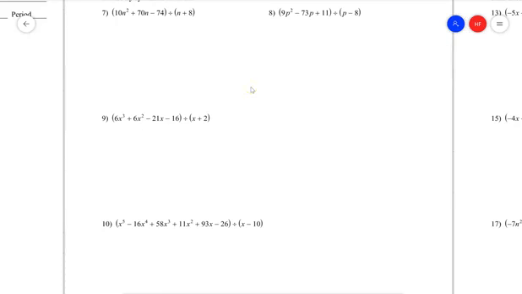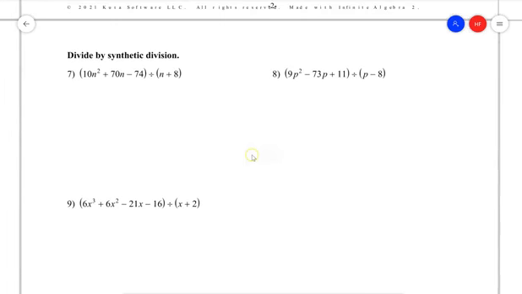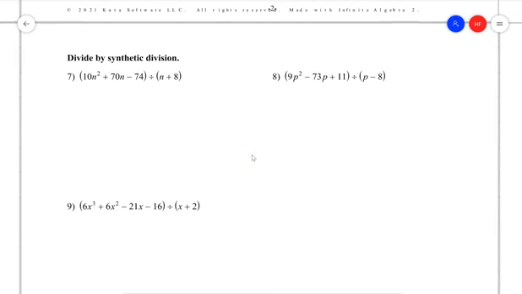The next section is dividing using synthetic division. So we need to make sure again that all of our powers are here. We have squared as our first, then a power of 1, then a constant, so they're all there. So 10, 70, negative 74 are my coefficients. And then n plus 8 means n equals negative 8.